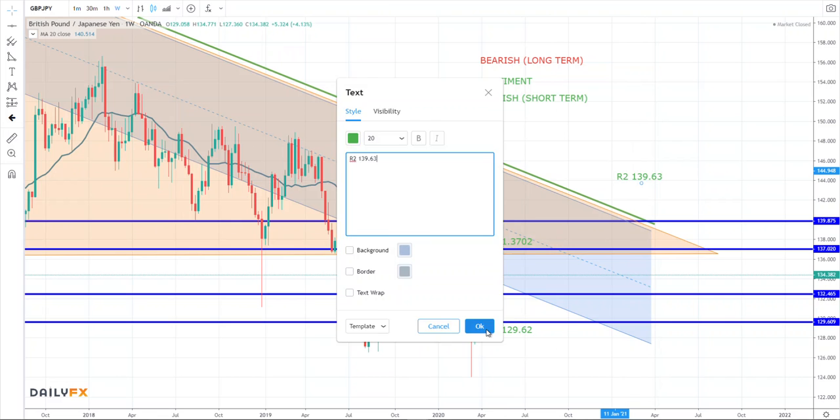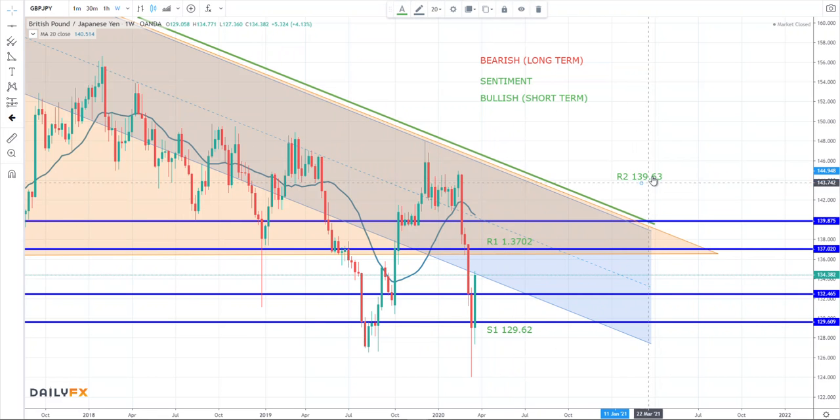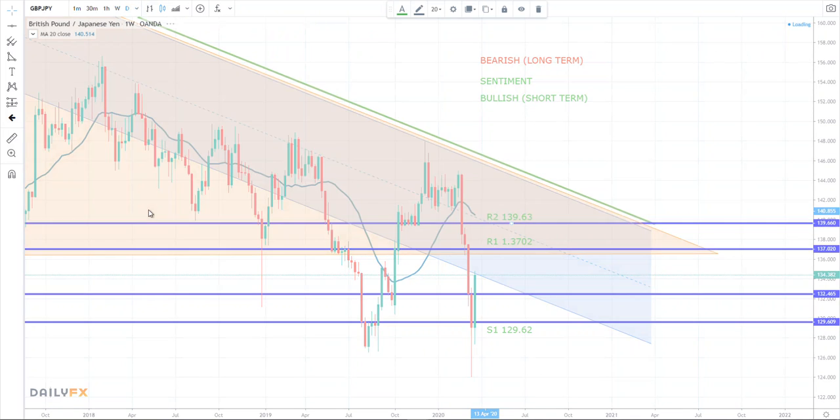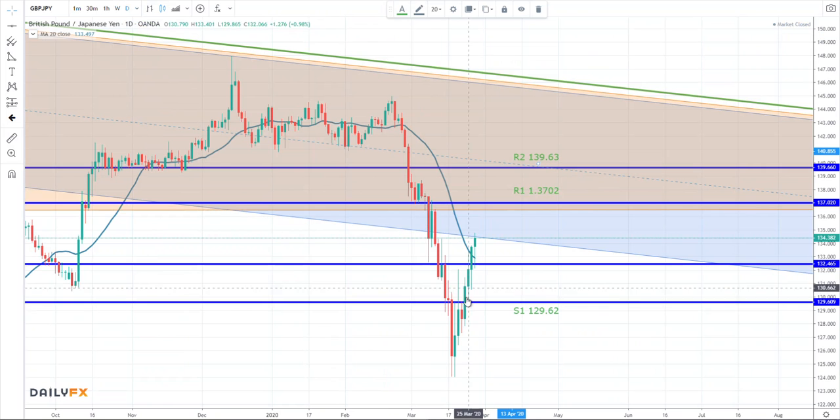So even if price did plunge up into R1, we would see even more resistance in selling at this R2 139.63 level. So another good place to place a sell, right? Let's go ahead and look at the daily. Now this is very, very bullish.